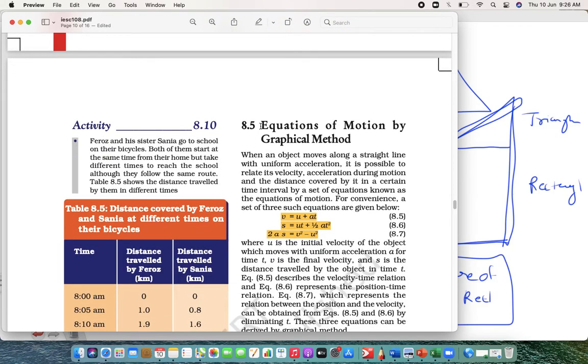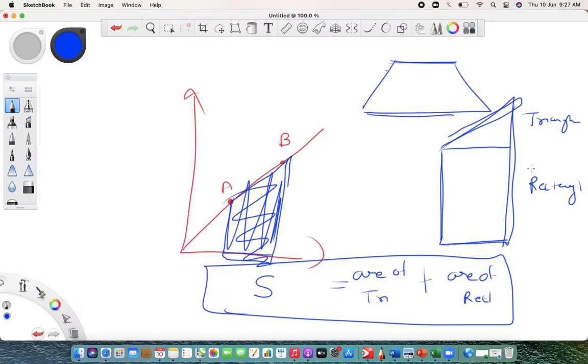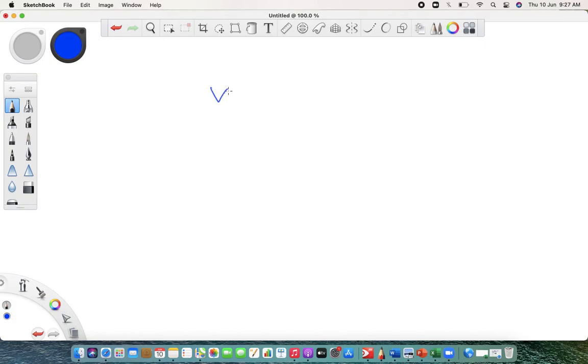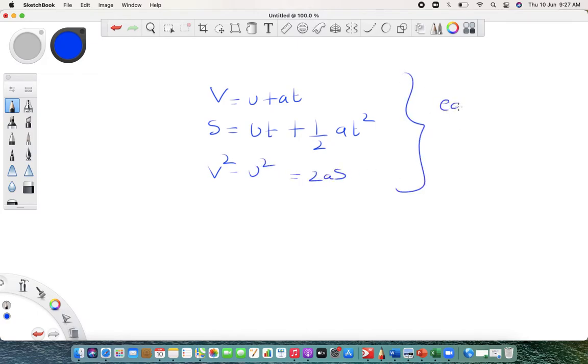Tomorrow we are going to see how to derive the three equations of motion: V is equal to u plus at, S is equal to ut plus half at square, and v square minus u square is equal to 2as. These are the three equations of motion which we are going to derive tomorrow. Very important topic. Please do watch this, then only you are going to understand what we are going to learn tomorrow. Okay? Fine. That's it for today. Thank you so much.